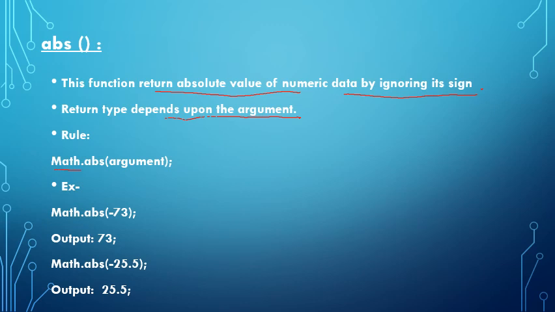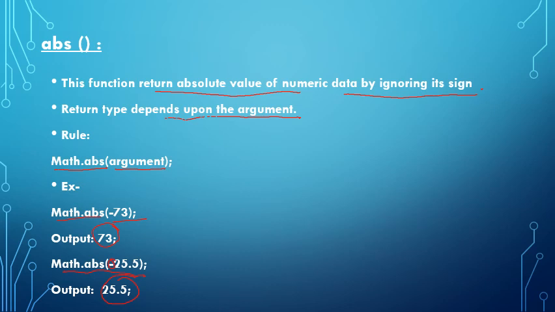Rule: Math.abs takes one argument. Example: first, Math.abs of minus 73. It will ignore the sign. Which sign will it ignore? The negative sign. So it will return 73. Next is Math.abs of minus 25.5. Then it will ignore the negative sign and it will return 25.5. So it will give the absolute value of a number.